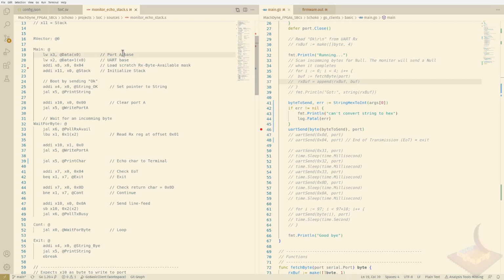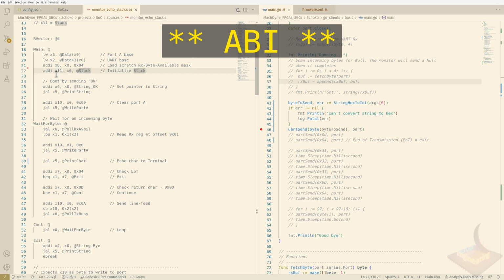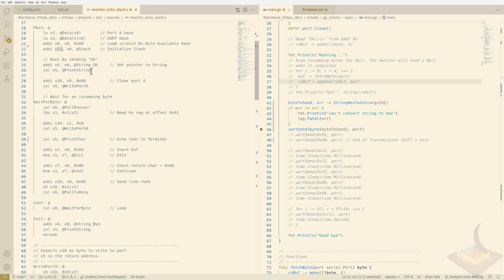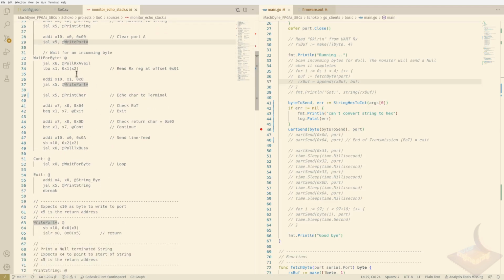Most important thing is the base of port A and the base of UART. We need those to write to. And I've also gone ahead and played around with the stack as well here. This is not following the ABI. I'm sure there's some other register you're supposed to use for the stack, but X11 was a number I like. We also spit out the word OK when the program starts up. We clear out port A, and then we go into a big loop that is polling for the receive flag.